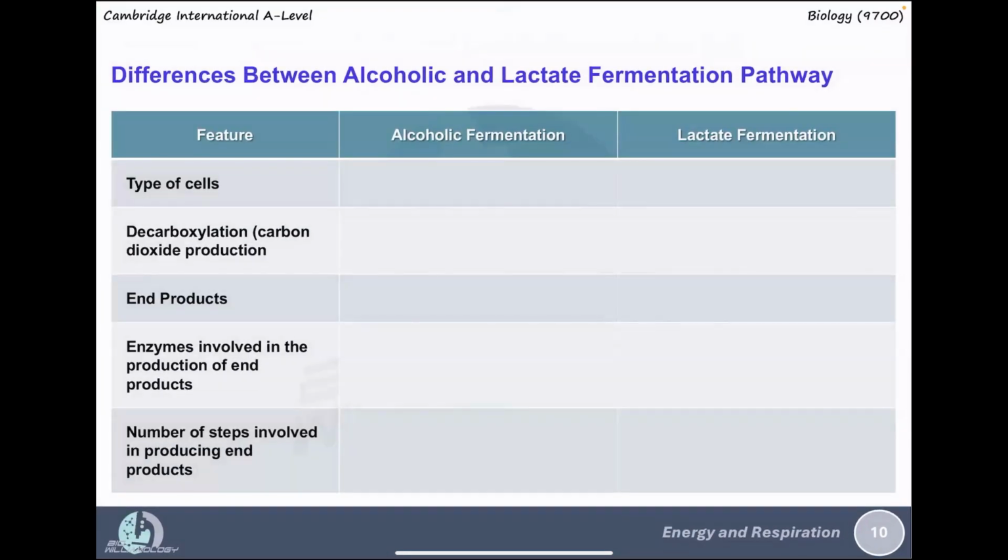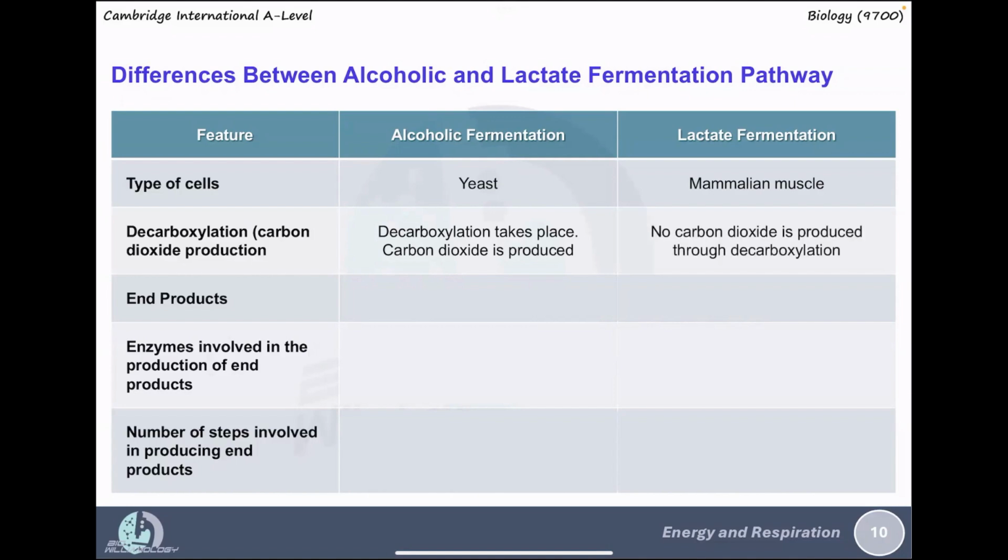In our syllabus, we need to know the differences between the alcoholic and lactate fermentation pathways. In terms of type of cells, alcoholic fermentation occurs in yeast, whereas lactate fermentation occurs in mammalian muscle. Decarboxylation takes place in alcoholic fermentation where CO2 is produced. However, no carbon dioxide is produced through decarboxylation in lactate fermentation. The end product of alcoholic fermentation is ethanol, and for lactic fermentation, it is lactic acid or lactate.